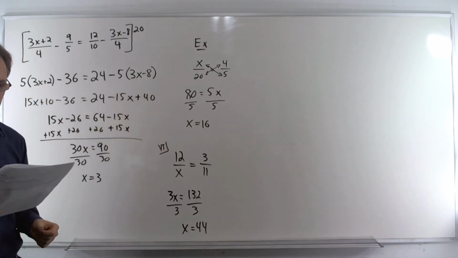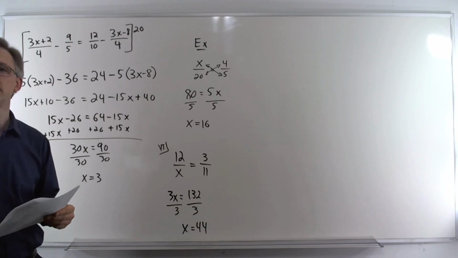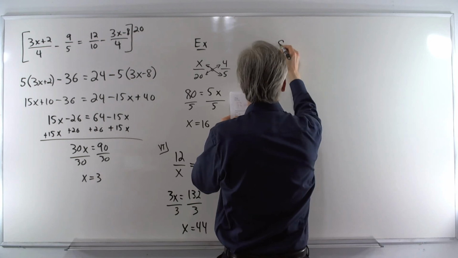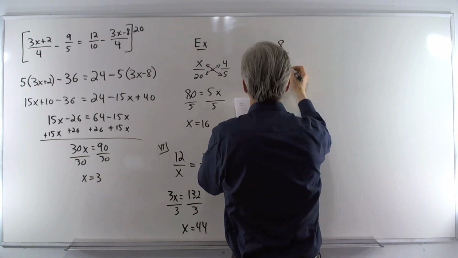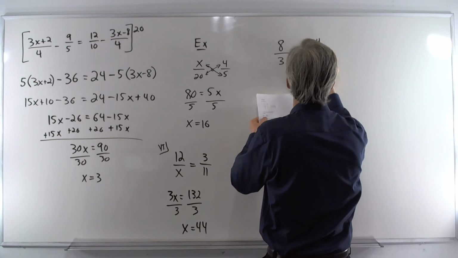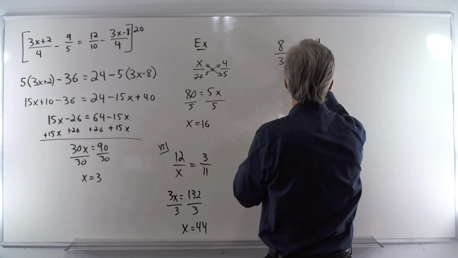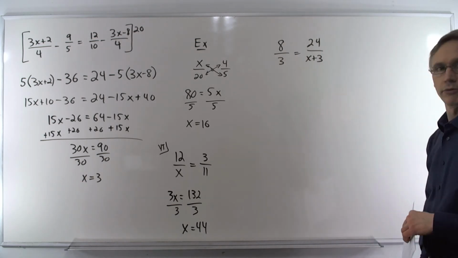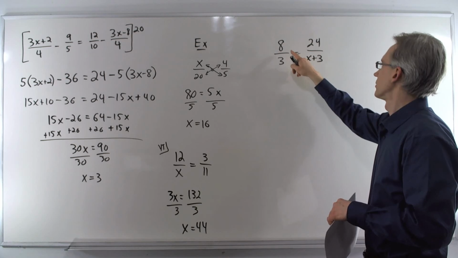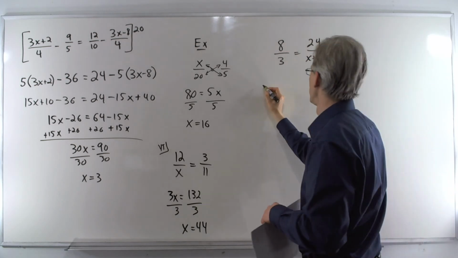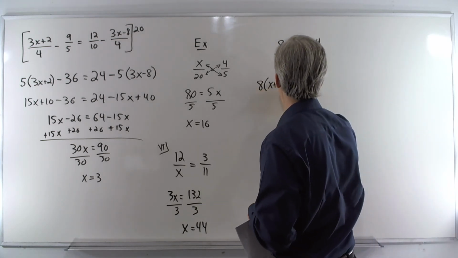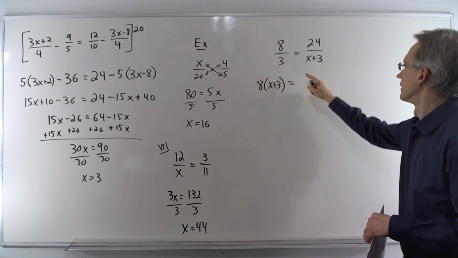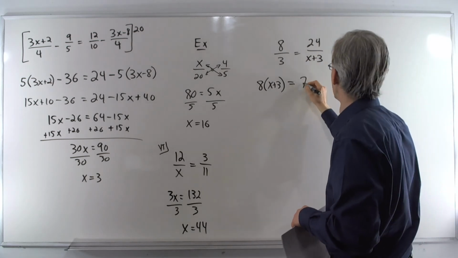There we go. Okay, now proportions can also contain polynomials. So we're going to need to take this into account and distribute if necessary. 8 over 3 equals 24 over x plus 3. Now when we cross multiply, 8 times x plus 3, we've got to put the 8 on the outside, x plus 3 in parentheses. And then the other way, 24 times 3, 72.